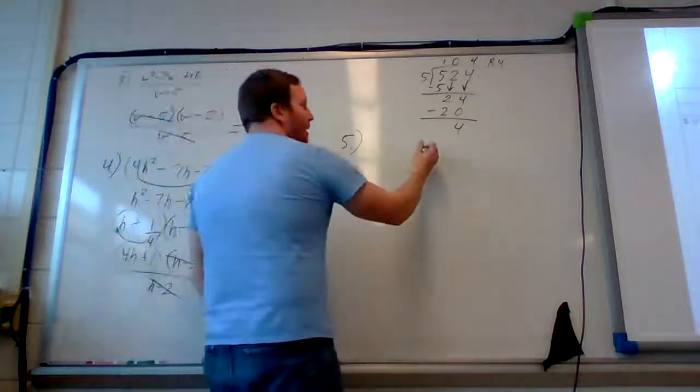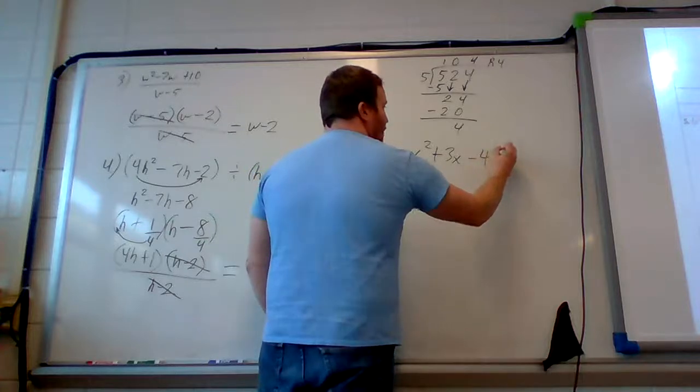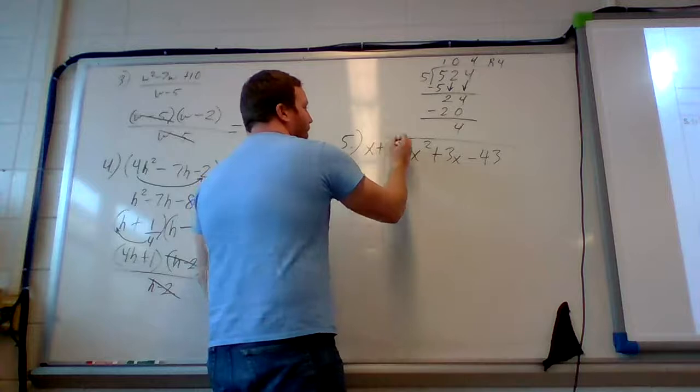So in this case, we've got x squared plus 3x minus 43. We're dividing that by x plus 8.